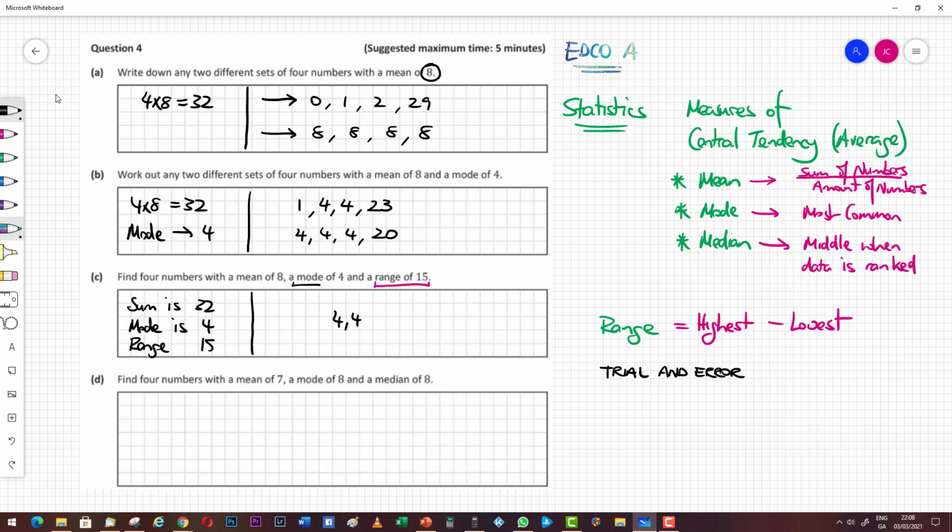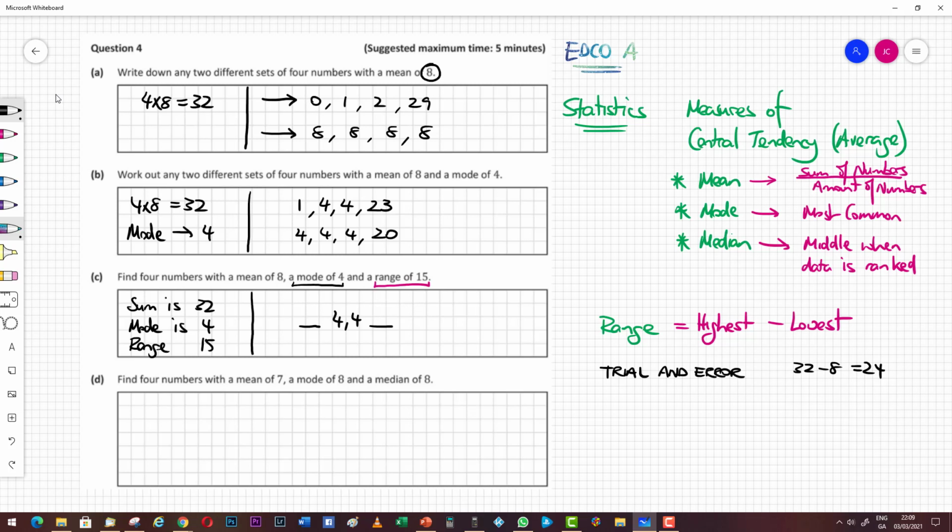They're the 2 most common numbers in my set of 4 numbers. And I put them down in the middle. And then I knew that I had 4 and 4 is 8, subtracted from 32. 32 minus 8 is 24. I knew I had 24 left for the first and the last place. So this could be 1 and then 23. But the range wouldn't be 15. 1 and 23 has a range of 22. And so I would have to go and try something else.